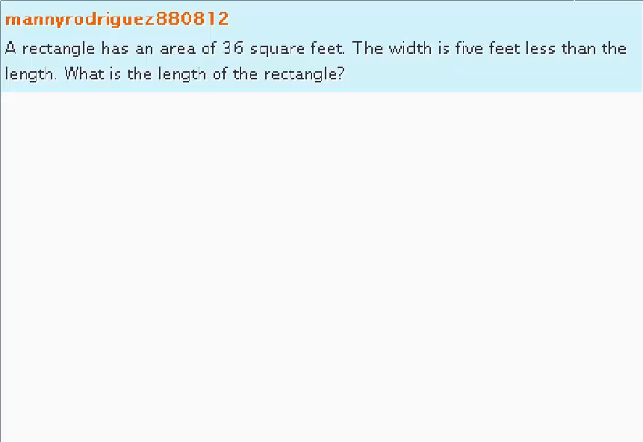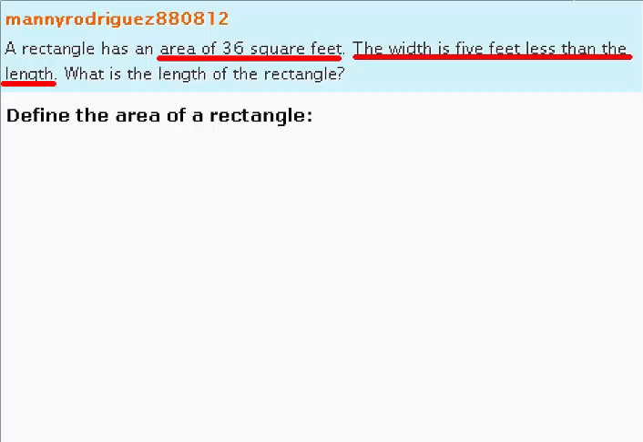The best way to solve this question is to break the question down in terms of the clues that you've been given. We are told that the rectangle has an area of 36 square feet, and that the width is 5 feet less than the length. So let's start by defining the area of a rectangle.